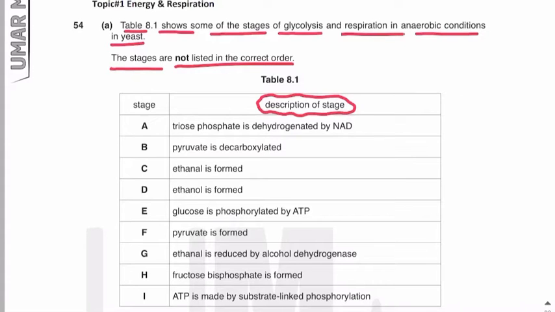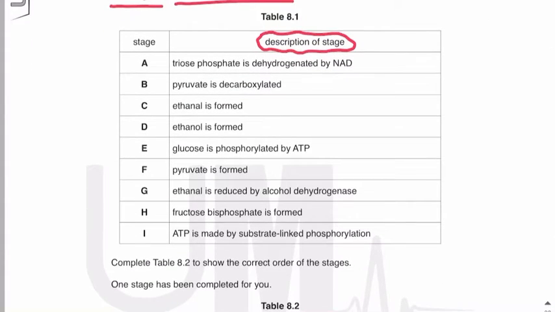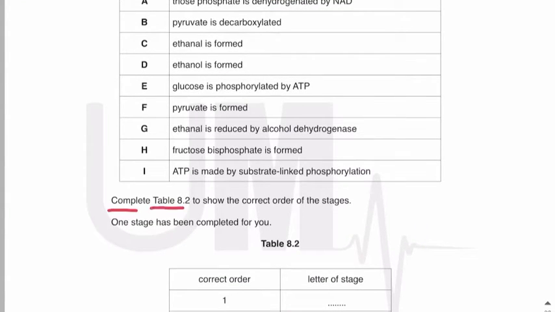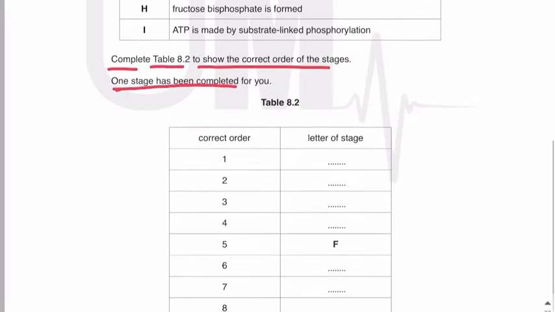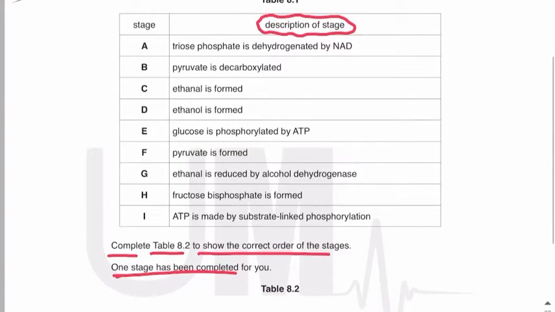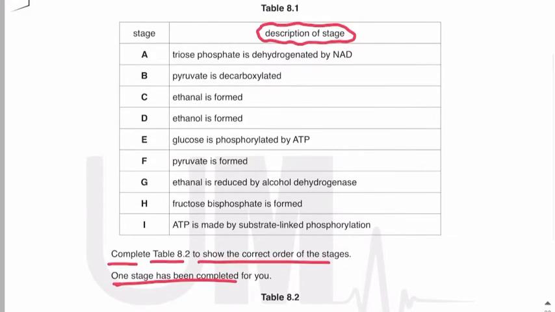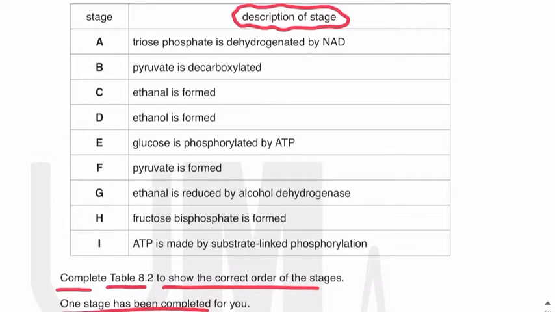So these stages are not listed in correct order, and what we have to do is place them in the right order. Complete table 8.2 to show the correct order of the stages. One stage has been completed for you. Okay, so stage 5 is completed for us. Now we have to put these stages in correct order. Okay, let's do that. These stages include glycolysis and alcoholic fermentation, so we will be starting with glycolysis. The first stage will be that of glycolysis, when glycolysis begins.